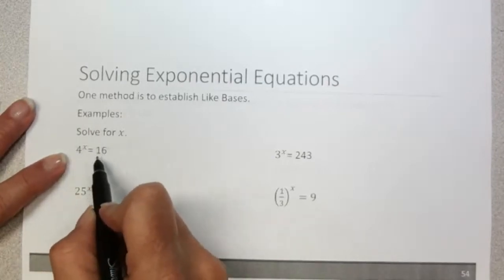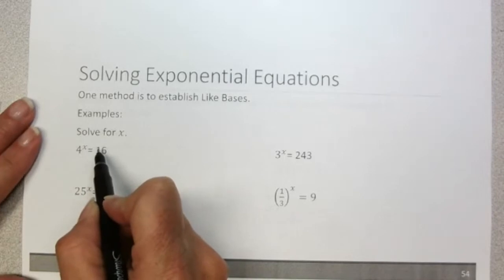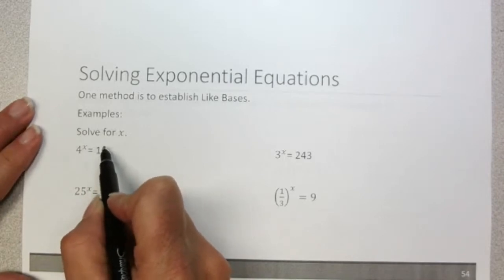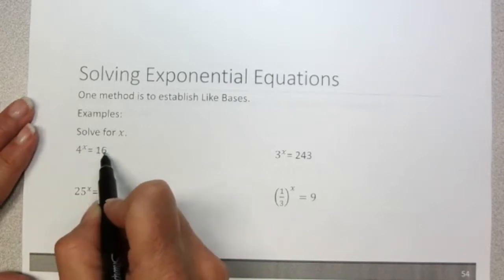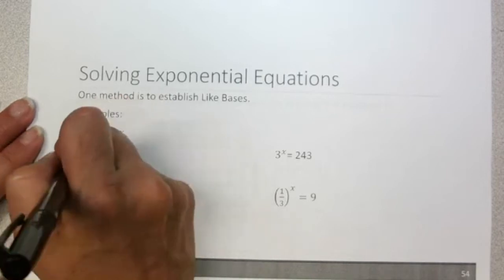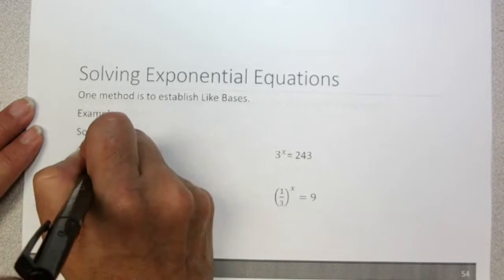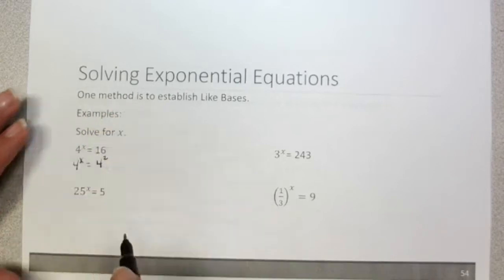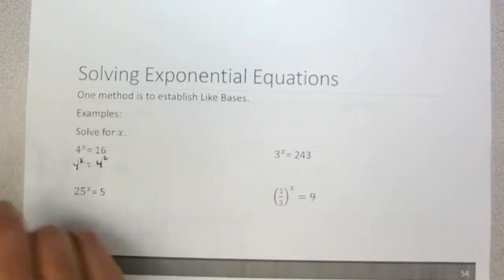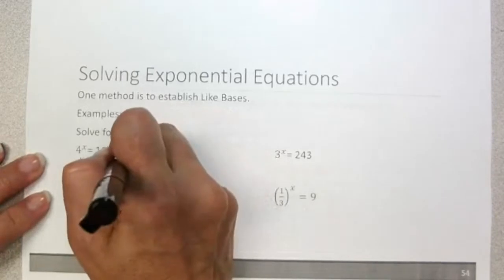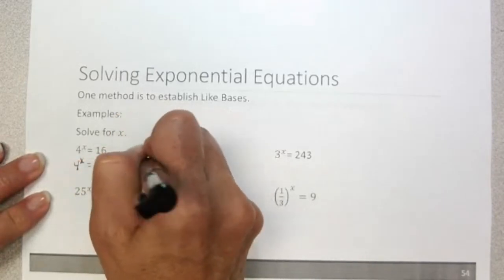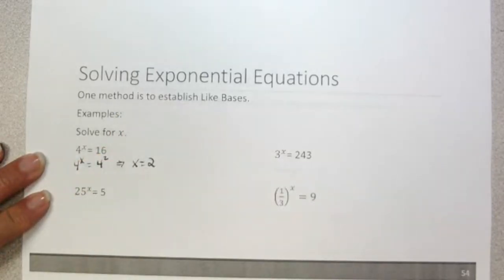If I could rewrite 16 as an exponential expression with base 4, and I can because 16 is 4 squared, then I can say that 4 to the x equals 4 squared. Since the bases are the same, the exponents have to be the same. And I can then say that x equals 2.